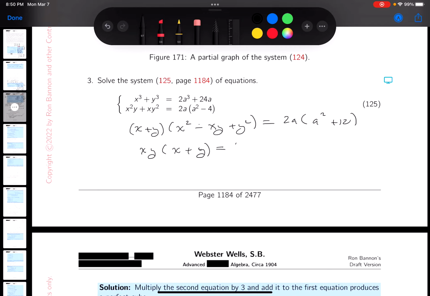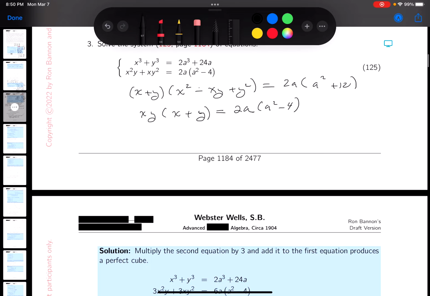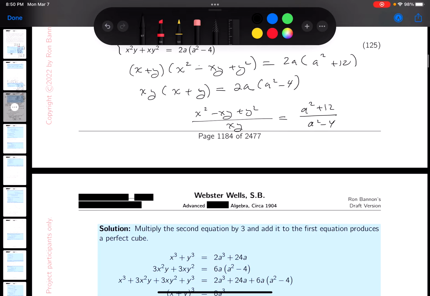And then when you get up here, you get 2a over a squared minus 4. And then I would say divide. And if you did that, the x plus y is canceled out, provided that x plus y is not 0. But I'm just playing around with it. I'm not even worried about that. And you get xy over here. On the other side, you just get a squared plus 12 over a squared minus 4. I forgot to do the division, by the way.